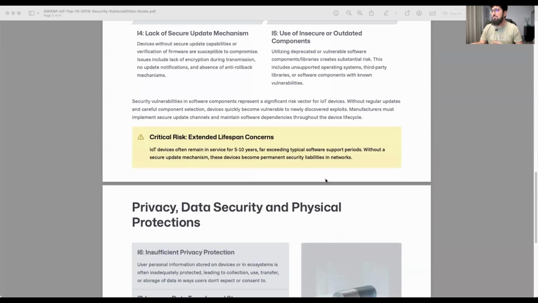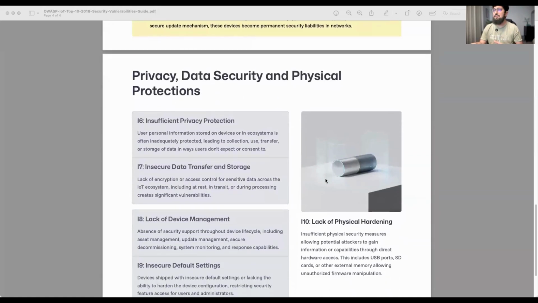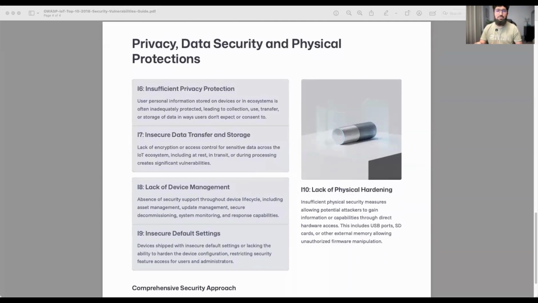So let's talk about the sixth very crucial trait, called insufficient privacy protection, right? This vulnerability is particularly significant as IoT devices increasingly enter private spaces like homes, vehicles, and healthcare environments. Poor privacy protection not only creates security risk, but can also lead to regulatory violations under frameworks like GDPR, CCPA, and sector-specific regulations. So we have to be very much concerned about that.